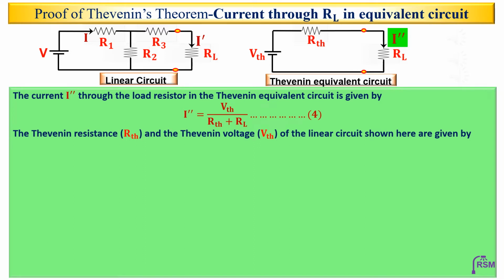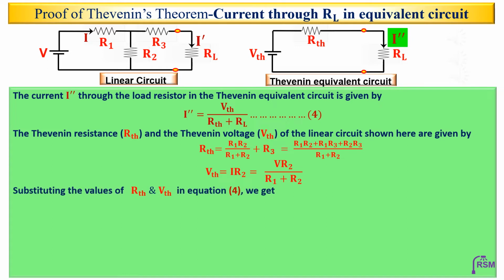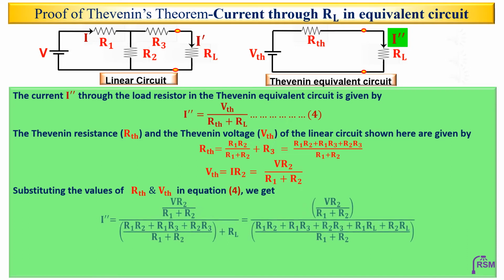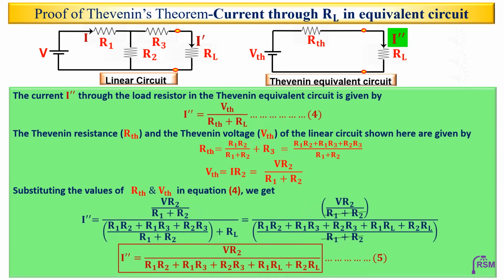and are given by RTH is equal to R1 into R2 by R1 plus R2, plus R3, which is equal to R1 into R2 plus R1 into R3 plus R2 into R3 by R1 plus R2, and VTH is given by VTH is equal to I into R2, which is equal to V into R2 by R1 plus R2. Substituting the values of RTH and VTH in equation 4, we get I double prime is equal to V into R2 by R1 into R2 plus R1 into R3 plus R2 into R3 plus R1 into RL plus R2 into RL. Call that equation number 5.